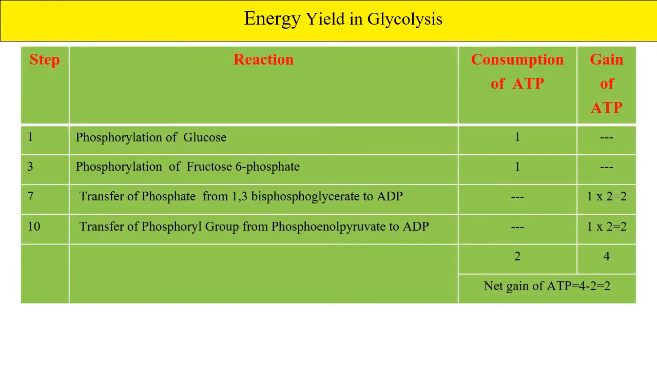Now, I am going to discuss energy yield in glycolysis. Here, the total number of ATP consumed or gained are shown in this table. In step 1, that is, in the phosphorylation of glucose, 1 ATP is consumed. In step 3, that is, the phosphorylation of fructose 6-phosphate, 1 ATP is consumed. In step 7, transfer of phosphate from 1,3-bisphosphoglycerate to ADP, 2 ATP are gained. And in step 10, or the last reaction of glycolysis, that is, the transfer of phosphoryl group from phosphoenol pyruvate to ADP, 2 ATP molecules are gained. Therefore, the net gain of ATP will be 2.